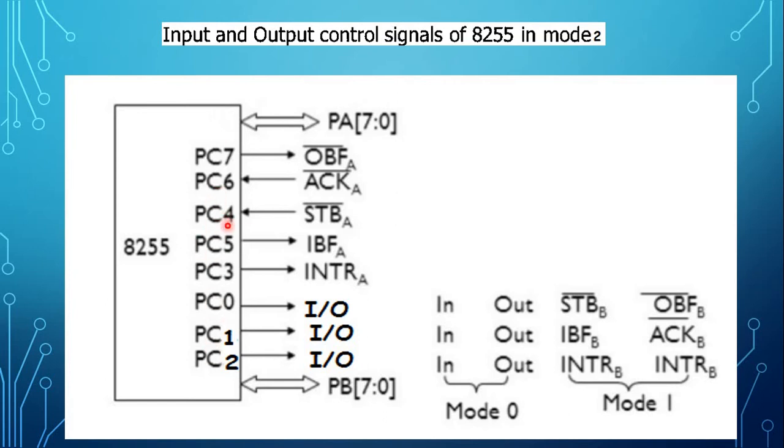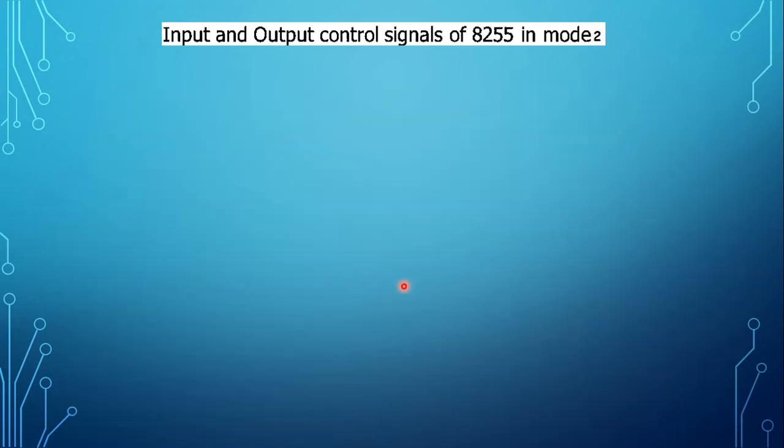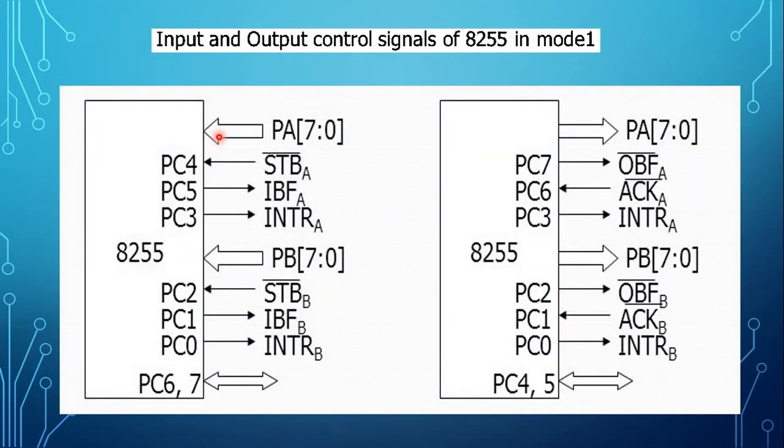Here OBF is nothing but output buffer. So this is the acknowledgement signal, this is the strobe signal, this is the input buffer, and this is INTR, the interrupt request signal. Here A specifies the control signal for port A operation. See the previous diagram: one is a strobe signal, another is the input buffer, another is the interrupt signal.